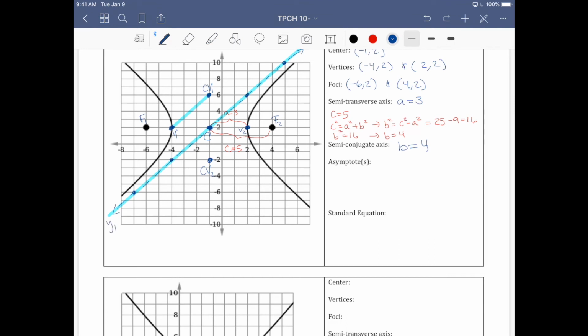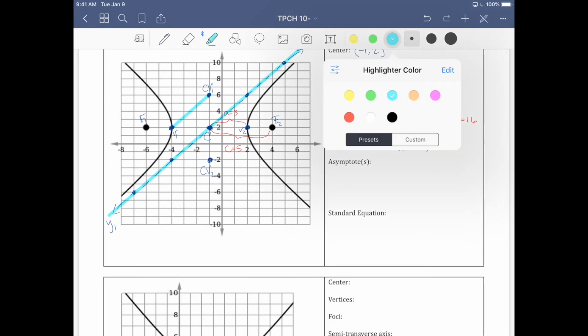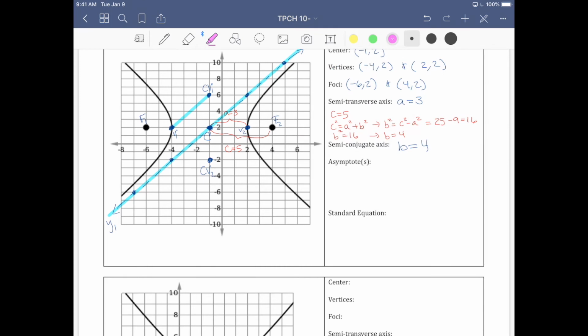And now I'm going to find my second slope, and I'll use a different color here. Why not pink? I need to find the slope between vertex 1 and co-vertex 2, because that is going to have the same slope as my other asymptote, and it will go through the center as well. In order to get here, I moved down 4, right 3. So I'm going to start at the center, move down 4, and go right 3. I'll end up here, down 4, right 3.